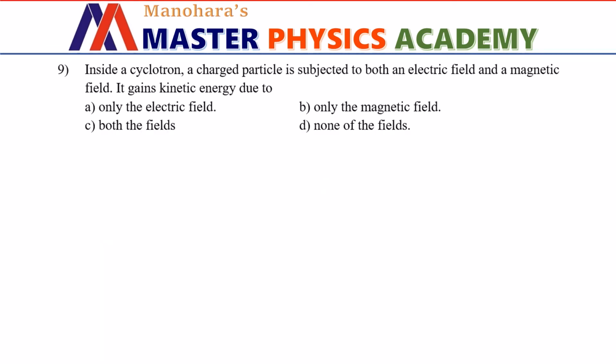Inside a cyclotron, a charged particle is subjected to both an electric field and a magnetic field. It gains kinetic energy due to. We know that whenever the electron comes in between the D's of the cyclotron, it gets accelerated because of the electric field. So its kinetic energy will increase because of the electric field. The magnetic field will only do the job of turning it so that it moves in a circular path inside the D's. So only because of the electric field we do have an increase in kinetic energy. So the option we need to check is option A.